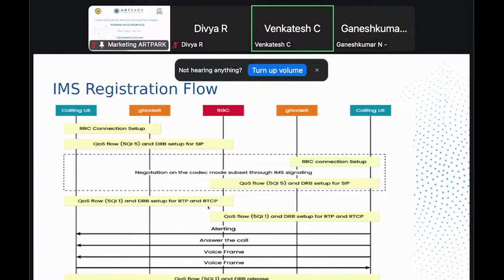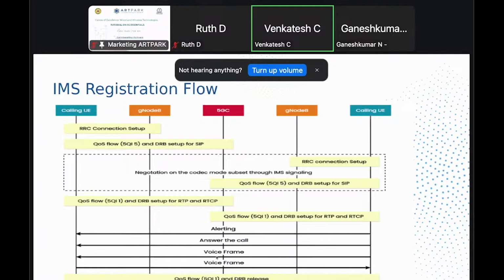And next is the call establishment and voice transmission. After the setup, the network sends the alerting message to indicate that the remote party's phone is ringing. Once the call is answered, voice data is transmitted as voice frames over the RTP channel.